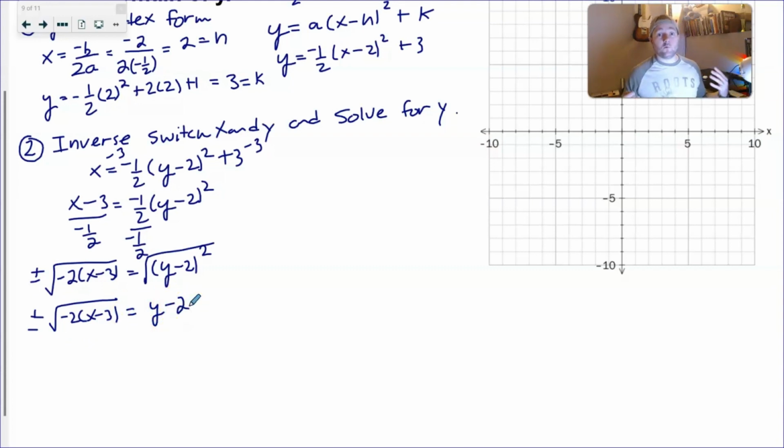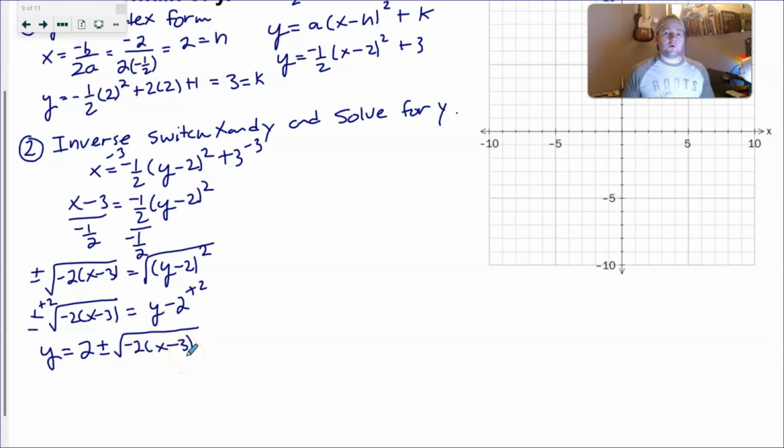Now we need the y by itself. So we got to get rid of this guy. So plus 2, plus 2. Then we rewrite y equals 2 plus or minus square root negative 2 x minus 3.